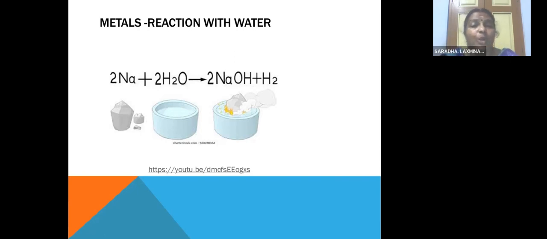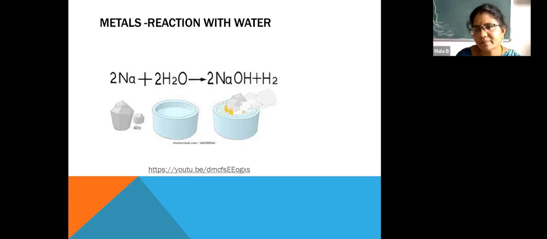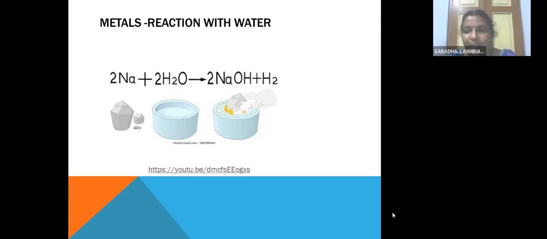Another thing here is, how do you know it is sodium hydroxide? You can test with litmus paper again. And since sodium reacts with water, we store sodium only in kerosene. That is an application question: why do we store sodium in kerosene? Why are we not storing it in water? Why can't we expose it to the atmosphere? All these questions can be asked.